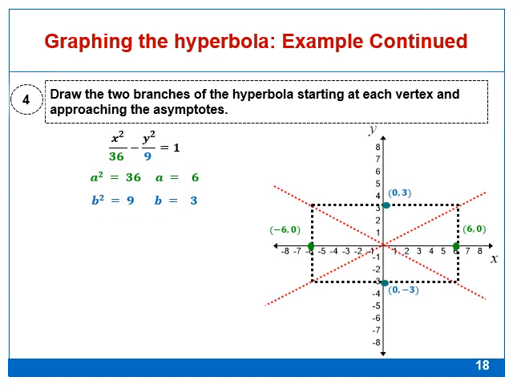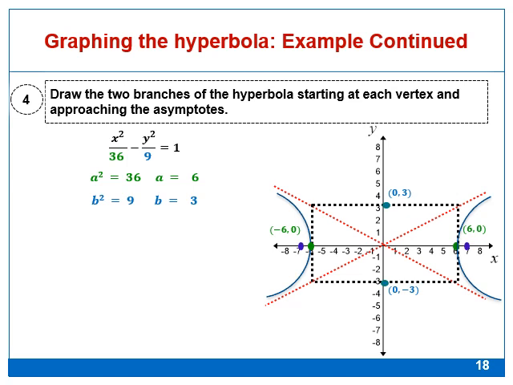In the last step, we draw the 2 branches of the hyperbola. They start from the vertex and approach the 2 asymptotes as x approaches infinity, or start from the other vertex and approach the 2 asymptotes as x approaches negative infinity.